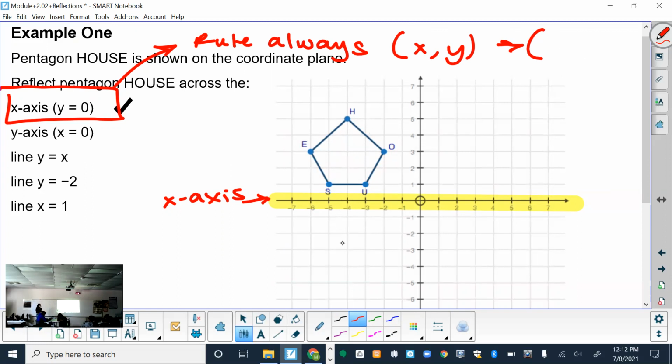Do the x values stay the same? Yes. Do the y values change? Yes. What changes about them? They become negative. All right. So you can just look at the rule, or you can just kind of think about it. If I'm flipping it over the x-axis, the x values should still be the same, but now the y values are different.